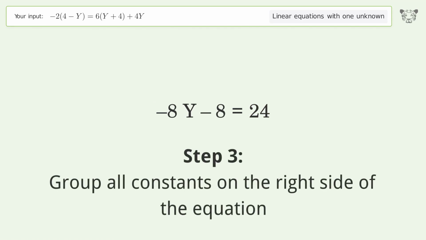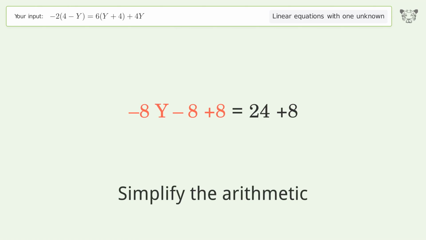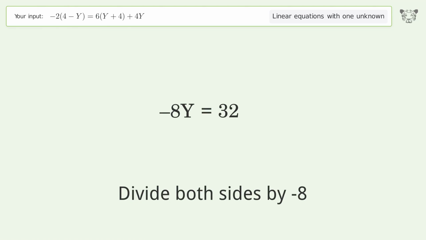Group all constants on the right side of the equation. Add 8 to both sides. Simplify the arithmetic. Isolate the y. Divide both sides by -8.